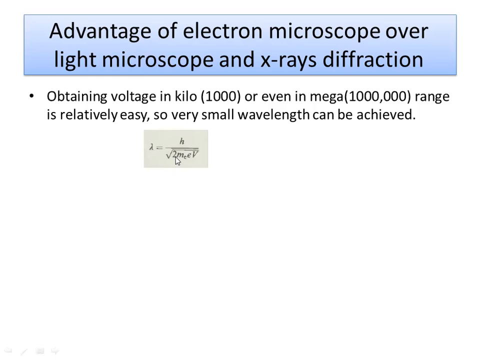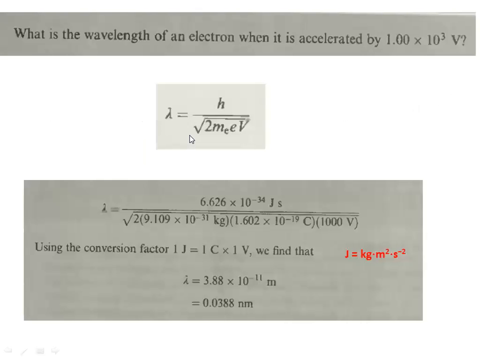So if you want to further decrease the wavelength, let's suppose in the previous case, if you want to further decrease the wavelength to 0.00388 nanometer, then what should you do? What do you do?